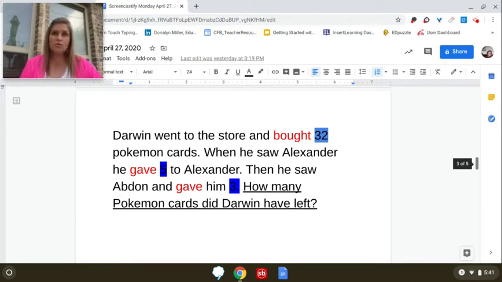So Darwin goes to the store and he buys some cards. And then he turns around and gives some to Alexander. And then he gives some to Abdon.